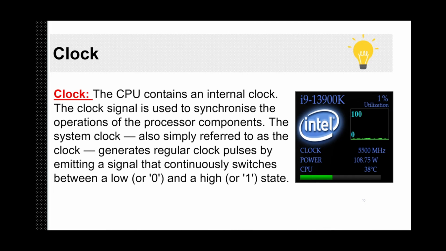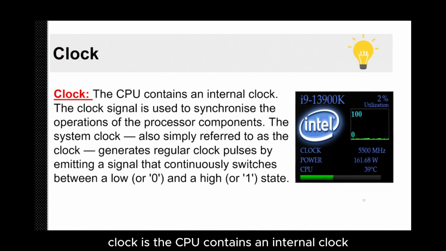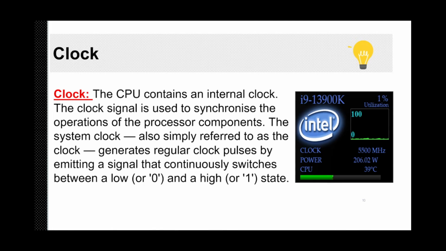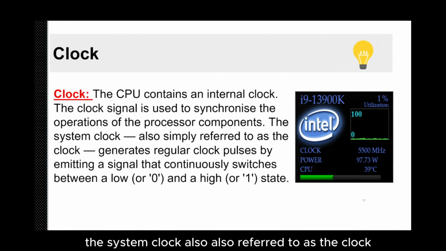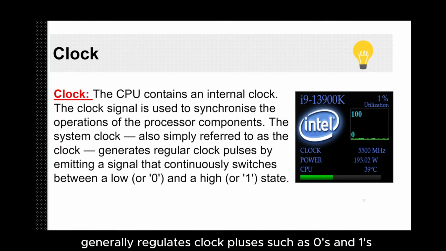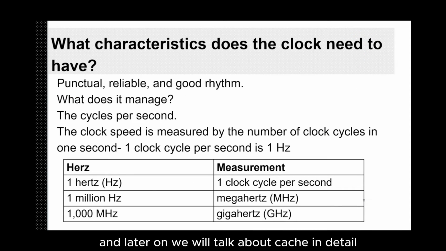Clock: the CPU contains an internal clock. The clock signal is used to synchronize the operation of the processor components. The system clock, also referred to as the clock, generally regulates clock pulses such as zeros and ones. And later on, we will talk about cache in detail. I've got a separate video on it.